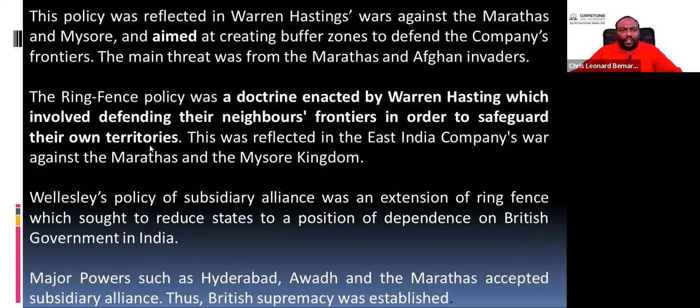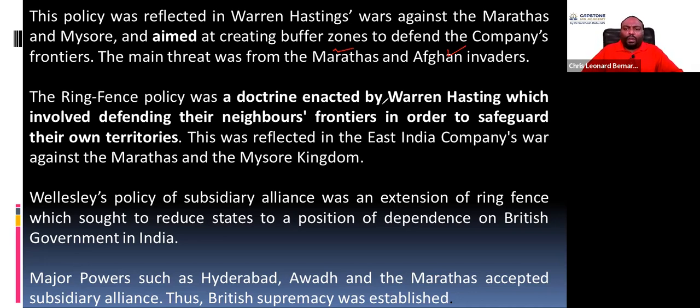The first thing is that the policy reflected by Lord Warren Hastings in the Anglo-Maratha wars and also the Anglo-Mysore wars was to create a buffer zone which would be used to defend the company's frontiers. And the main threat during that time, why Lord Warren Hastings played this policy of buffer states, was the Marathas and Afghan invaders. So this policy of ring fence is a doctrine.